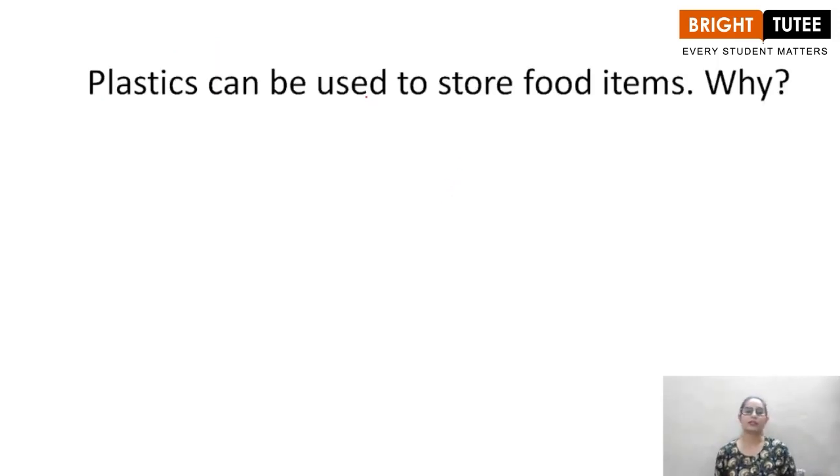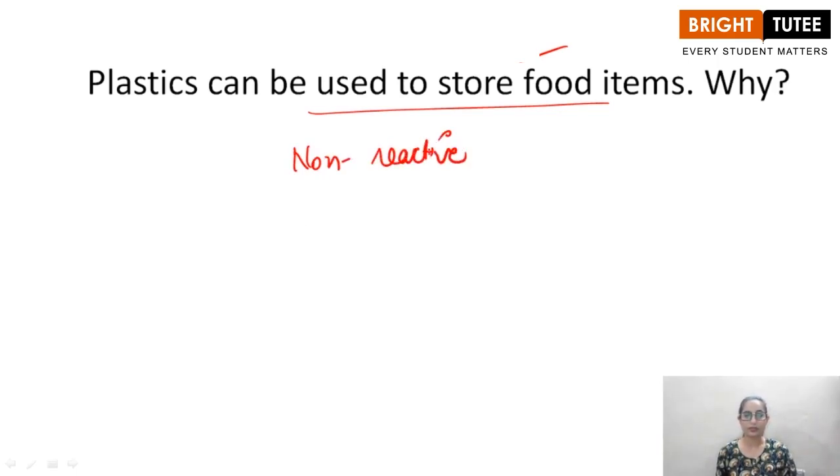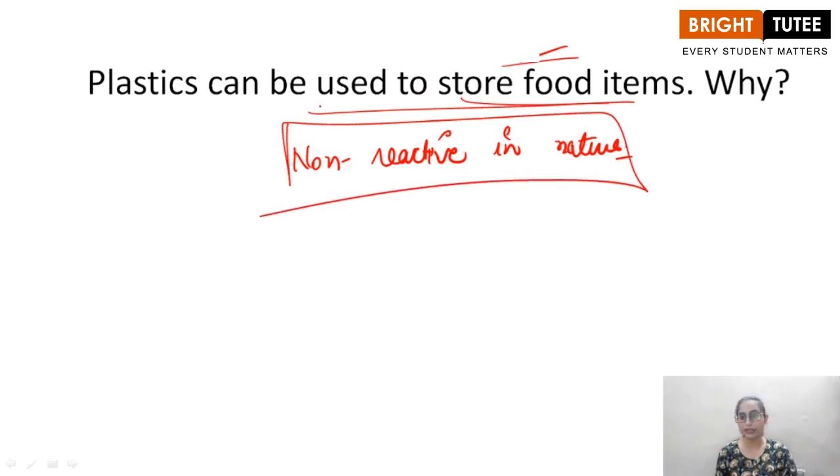Next question, plastic can be used to store food items. Why? It can be used to store food items because it is non-reactive in nature. This is a 1-mark question again. You do not have to give any more detail, just write one statement which should be a proper statement explaining the concept. So plastics are used to store food items because they are non-reactive in nature and hence they do not react with the food, leading to the corrosion of it, right?